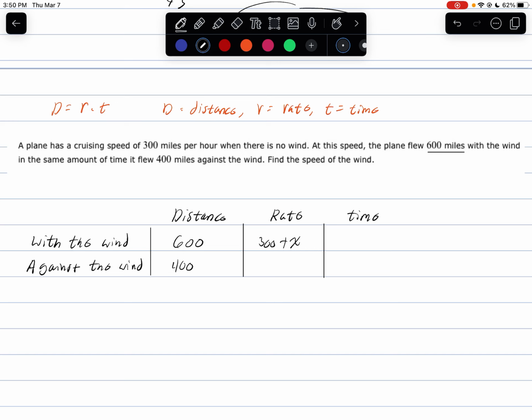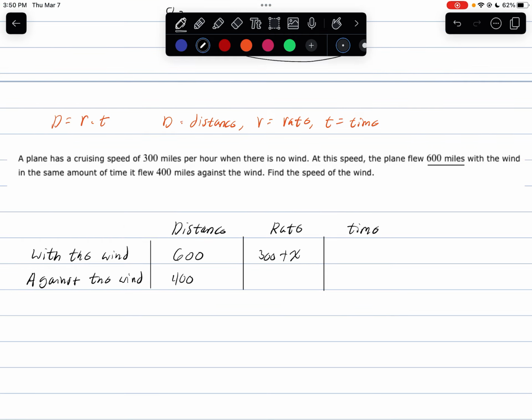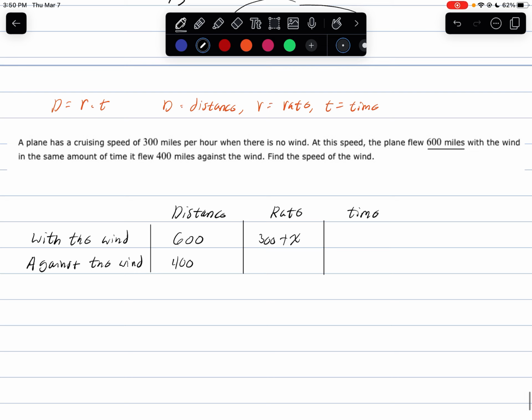All right, 300 plus x. Admittedly, this is probably simplifying the physics a little more than it should, but we'll go with it. So 300 plus x. And then against the wind, we're fighting it, so the wind will be taking away from the speed. So we'll say 300 minus x.